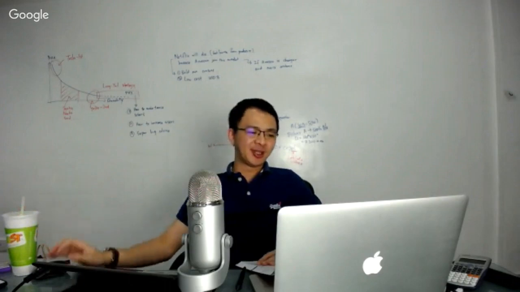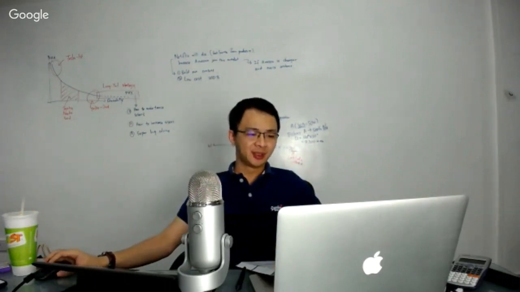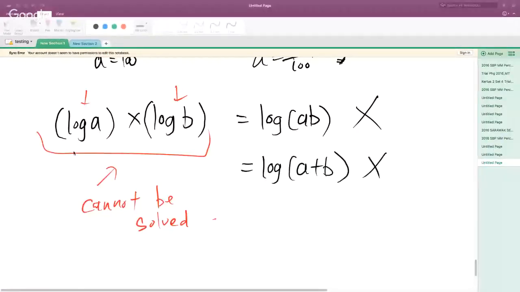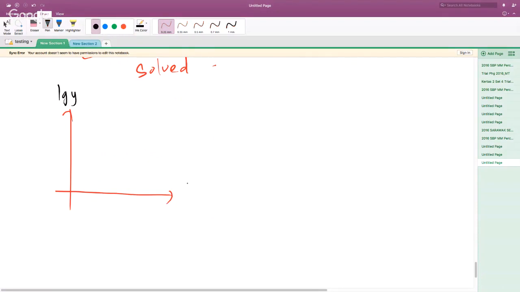Now, since the student asked about linear law, I will talk a little bit about common mistakes in linear law. Because people tend to make common mistakes in linear law, even though I tell them so many times. Let's say I have log y against log x, and you're able to form a straight line. And this straight line is passing through 5, maybe.